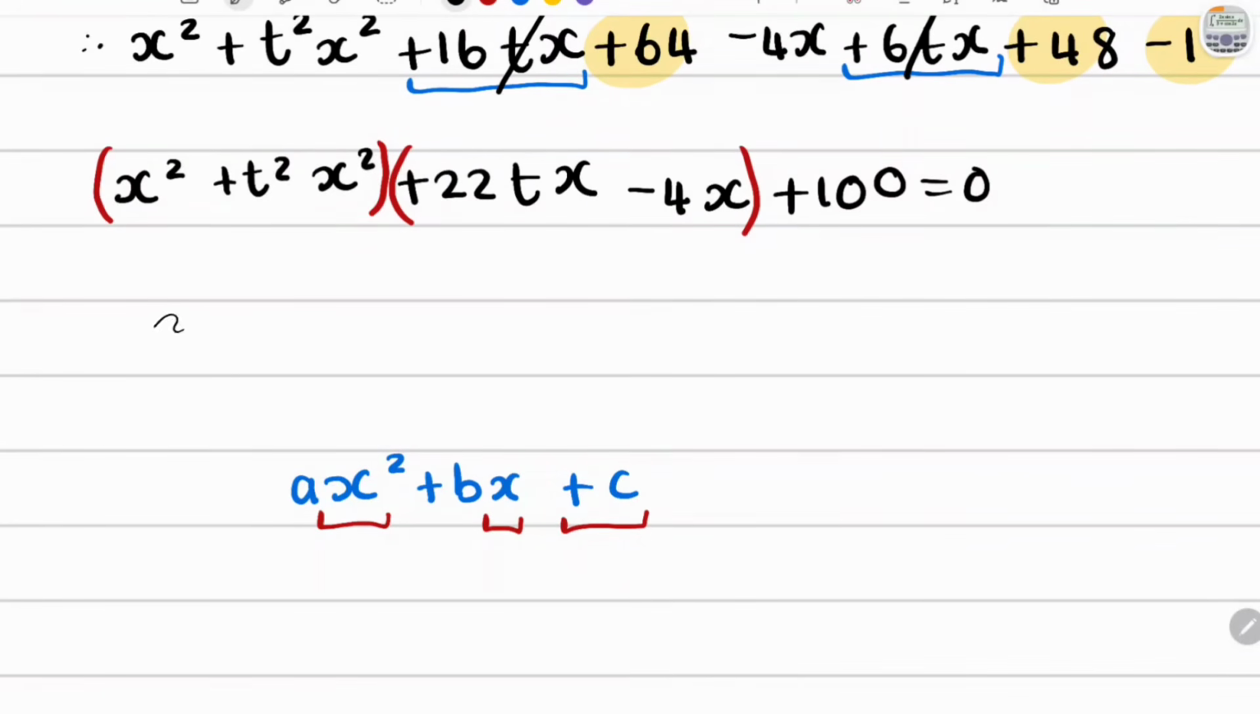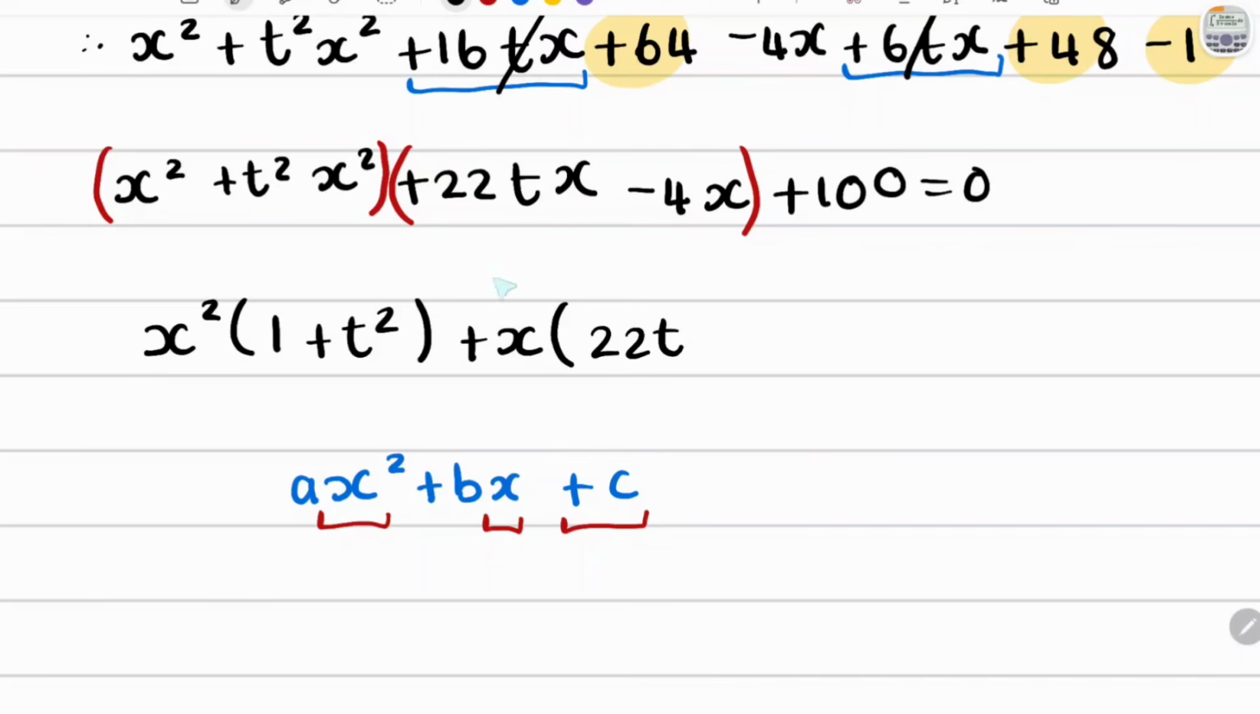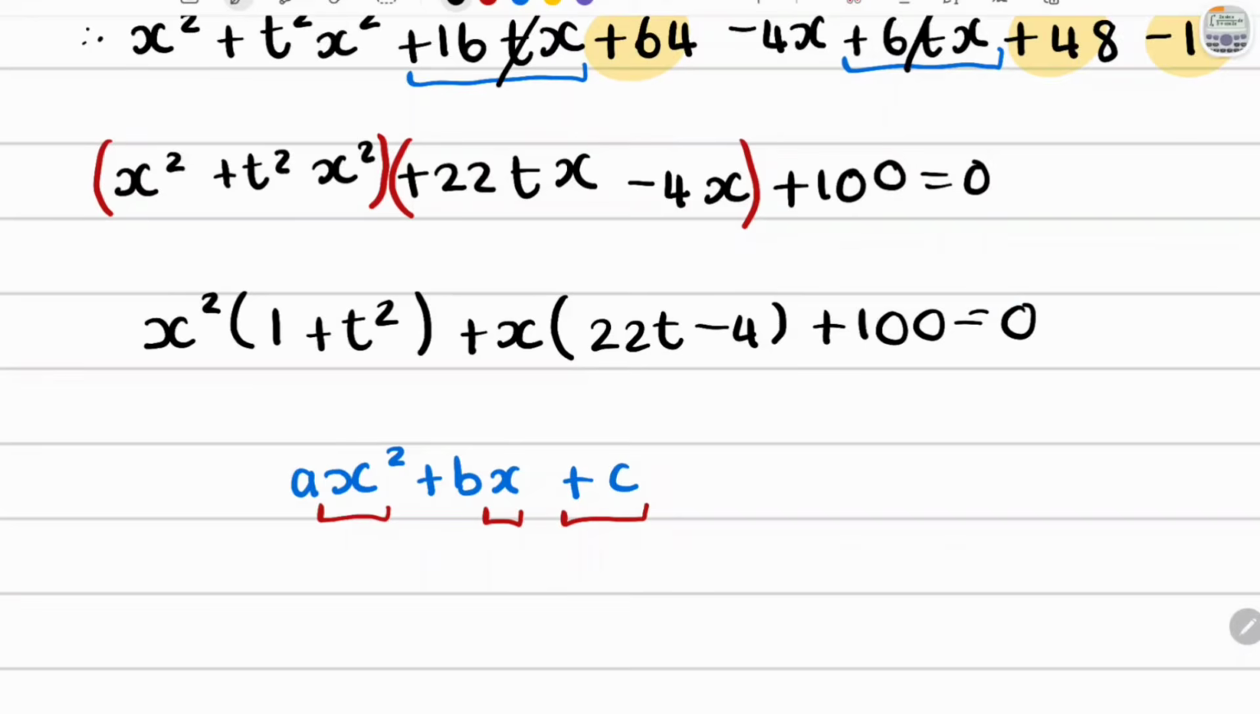So take x squared out as a common factor. And what is left? You'll be left with 1, and then here you're left with positive t squared. Here, I know the highest common factor is not just x, but I'm specifically trying to get x out so I can see the coefficient of x. So I'm only going to take x out as a common factor. And what is left? With 22tx, the x is already there, so we just have 22t, right? If you take 22t, multiply by x, you get back to that. Then here, what is left? Just a negative 4. And then plus 100 is equal to 0, which is perfect now.